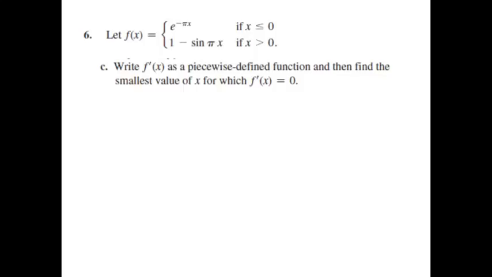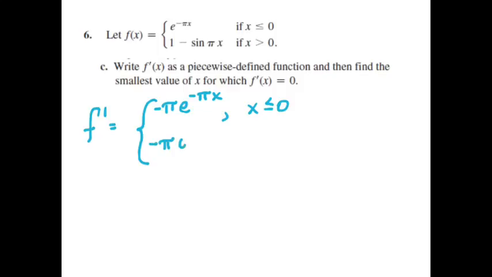Part C here asks us to write the derivative as a piecewise function and find the smallest value where f prime is 0. So in the previous part we figured out our derivative, so let's just write this as a piecewise function. This is going to be negative pi times e to the negative pi x, and that piece is still for x less than or equal to 0. The derivative of the second piece was negative pi times cosine of pi x, and that is for x greater than 0.